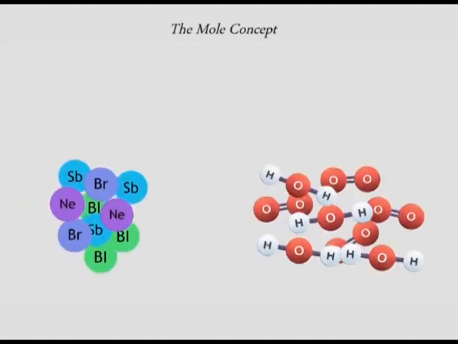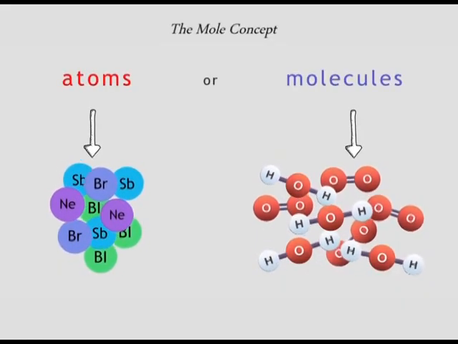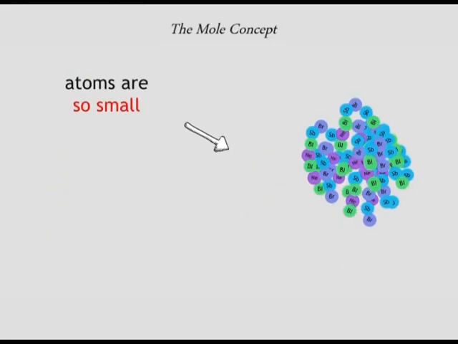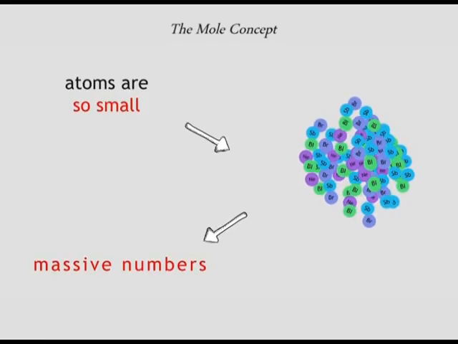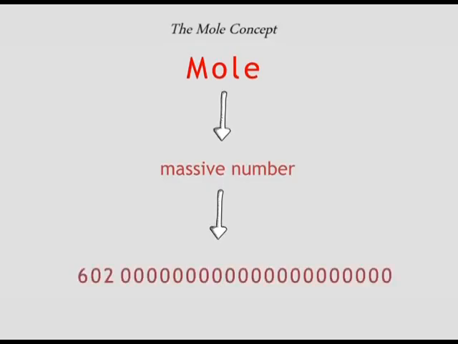In chemistry, however, we use it to represent atoms, molecules, compounds, and other particles. This is because atoms are very small. It's just a convenient term to represent massive numbers. A mole is a massive number, 6.02 with another 21 zeros after it.